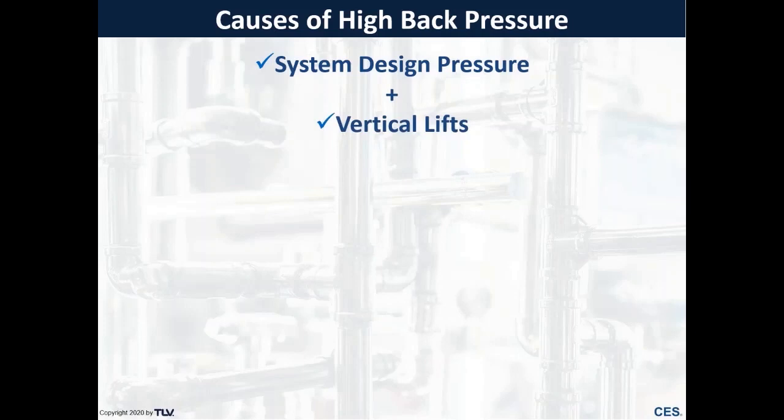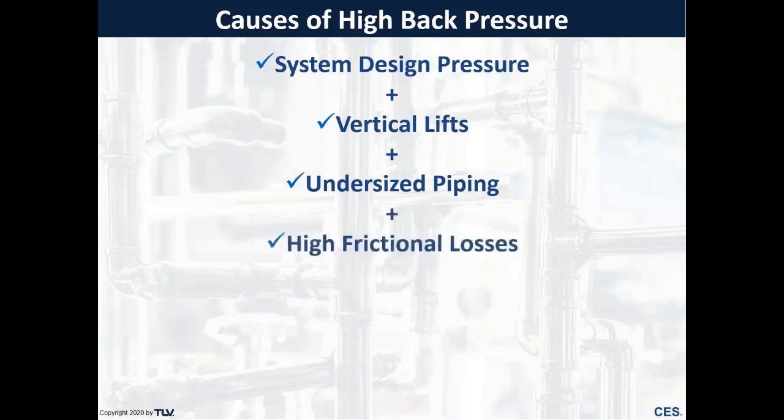Vertical lifts are also going to add to the back pressure there, as well as undersized piping. If it's not sized to handle the correct load that is being given to it, then the pressure will increase. This happens a lot when plants have been expanded and the condensate return system has been neglected and not sized properly with the new expansions. You have high frictional losses from valves and turns and elbows and stuff.